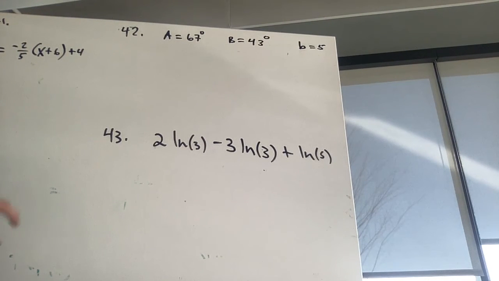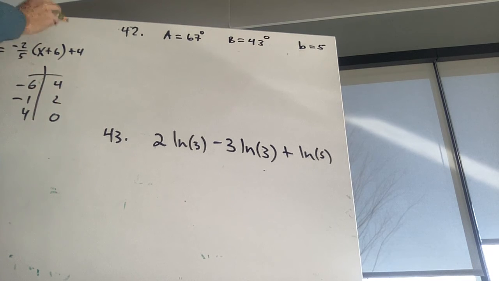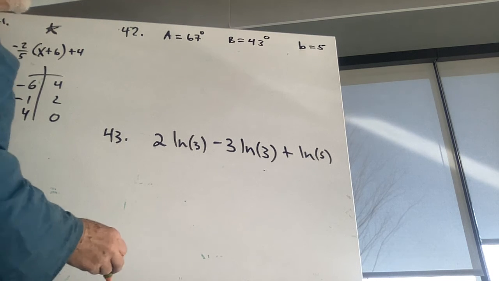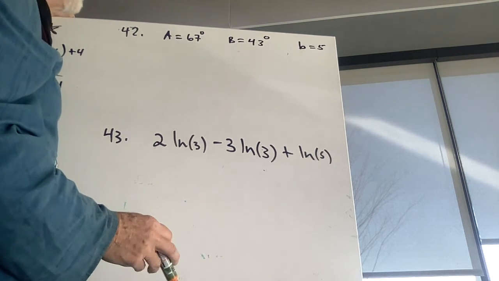What did I ask you to do? Minus 2/5 x plus 6 plus 4. Maybe I asked you to find values that work. So -6 changed by 5, -1, 4, down 2 from 4, 2, 0. So those are some coordinates that work in here. 67, 43, b is 5.